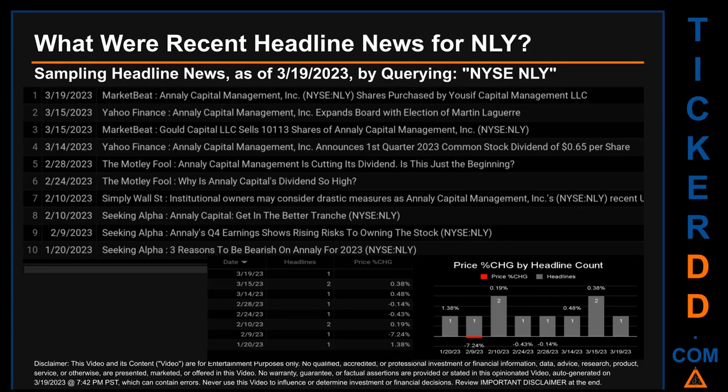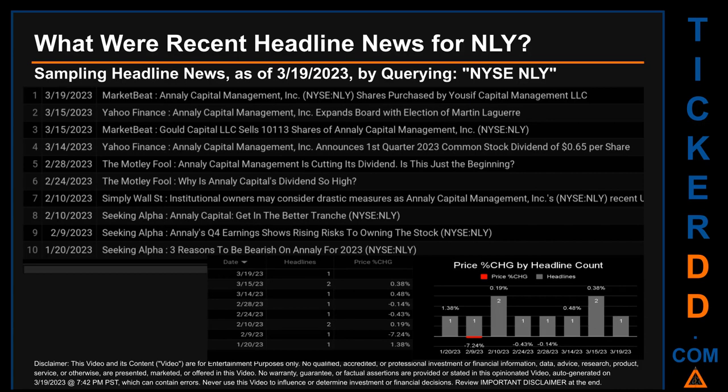What were recent headline news for NLY? Today, Sunday, March 19, 2023, I sampled one of our news aggregators for latest headlines for this ticker. I did so by searching specifically by a keyword that may appear, broadly, in the title or the body, of discoverable news articles. The keyword that I used was a combination of the exchange and the ticker symbol, NYSE: NLY. The results show 10 unique headlines, published across 8 unique dates. Publication dates spanned 58 days.